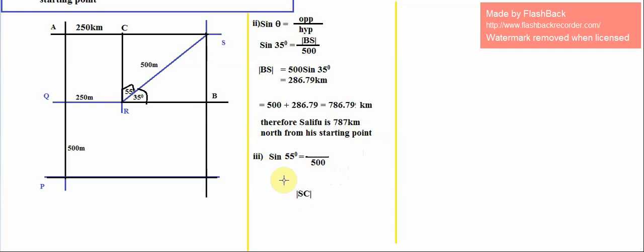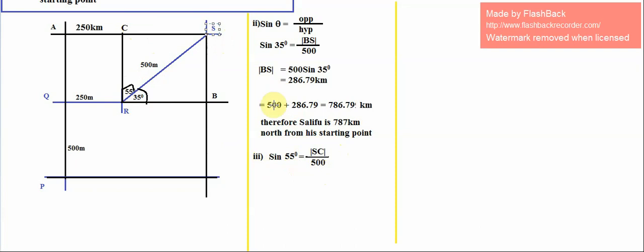We are now coming to look at how to find out how far east Salifu is, as I said, and we are still using the same sine triangle. So I'm looking for the opposite, and I know the hypotenuse. The opposite is CS. So CS is the opposite, our hypotenuse is still 500, and my angle now is 55 degrees. So sine 55 degrees is equal to CS over 500.